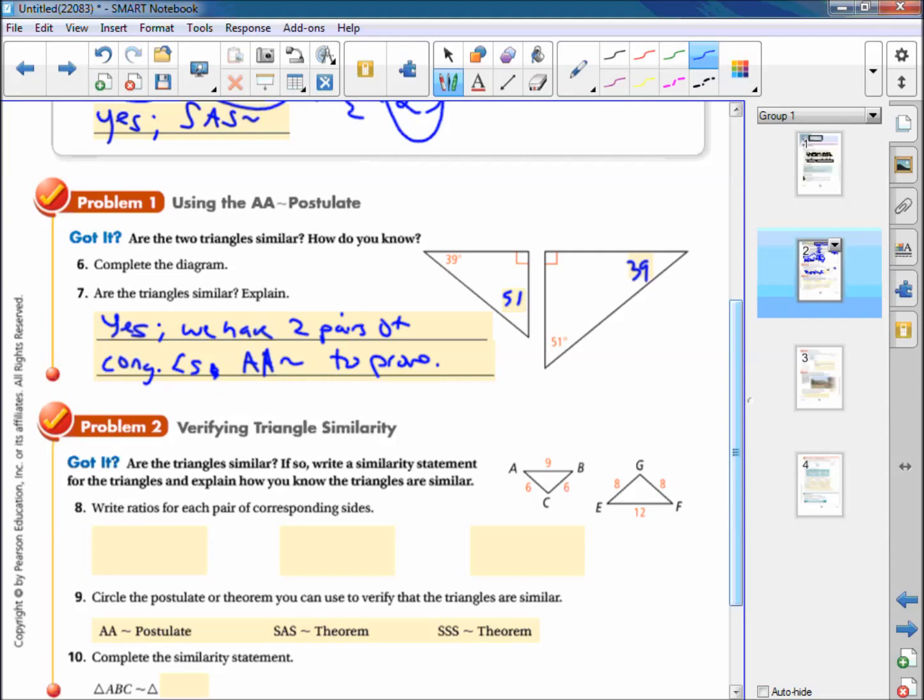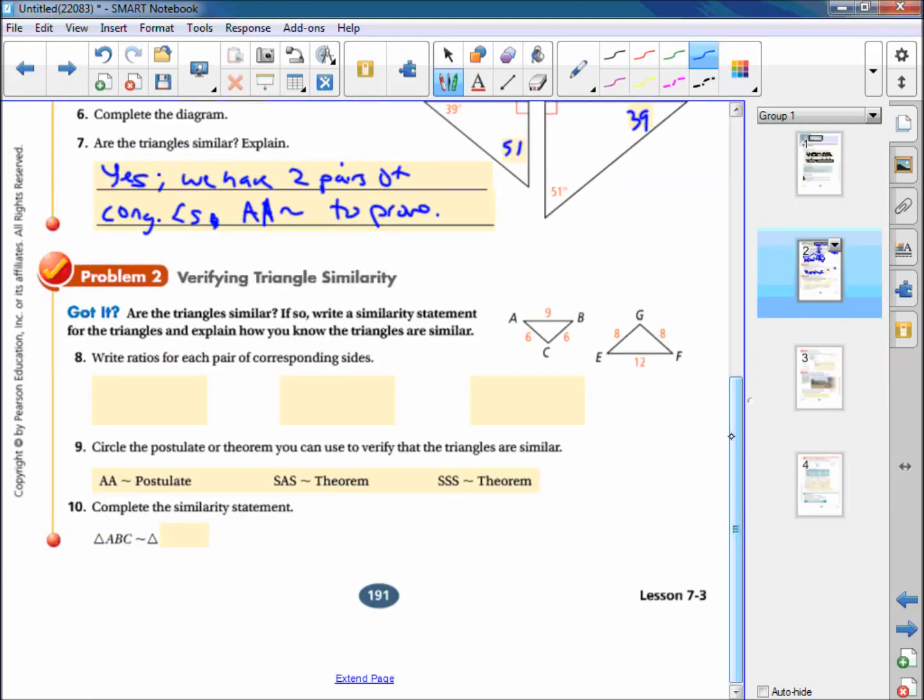All right, problem number 2, verifying triangle similarity. Are the triangles similar? If so, write a similarity statement for the triangles and explain how you know the triangles are similar. So we're going to write the three ratios, and we're going to do the big one to the little one. The big triangle is EGF and the little one is ABC. And let's compare the sides.